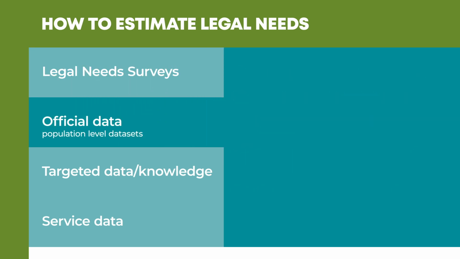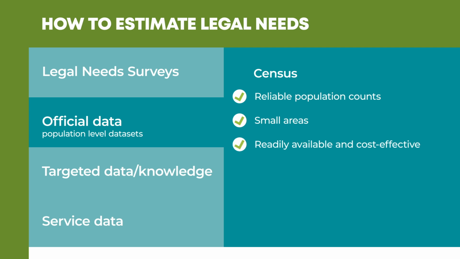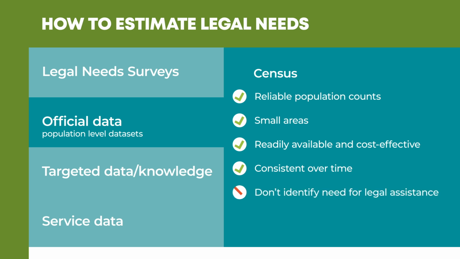Official data sets. Surveys such as the National Census provide reliable population counts even in smaller geographies. They're readily available, well recognised, and a consistent measure over time. But such population counts don't identify people more likely to need legal assistance.